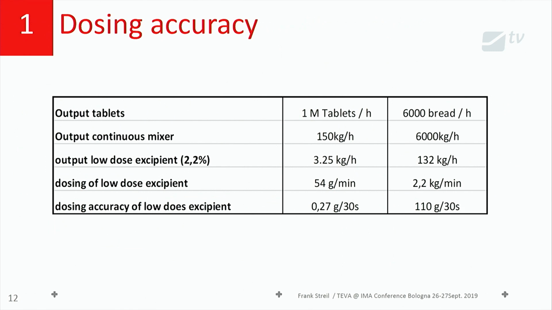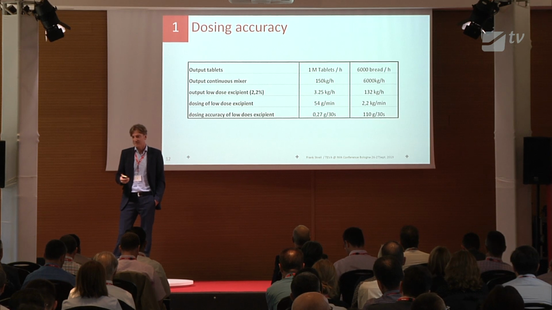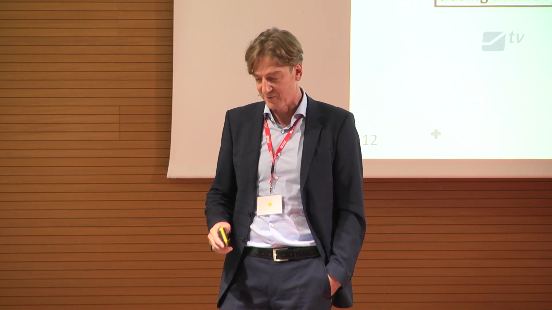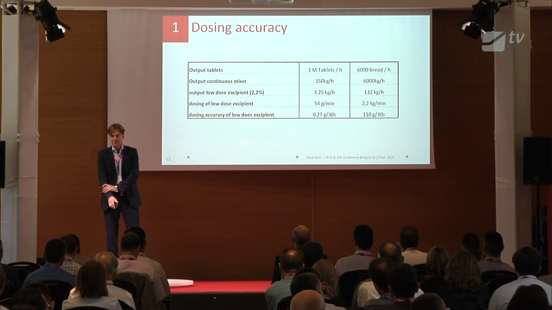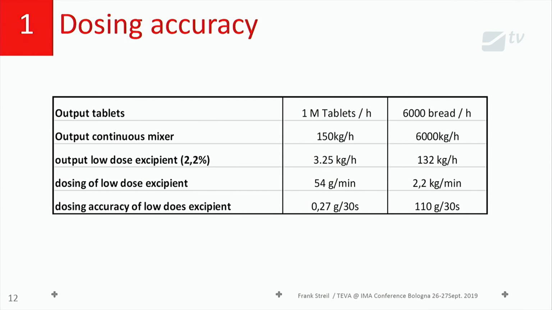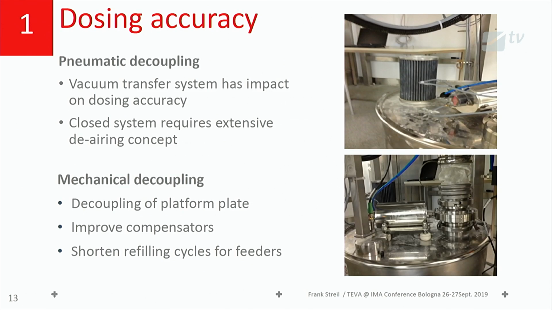So why is dosing accuracy a problem? Just in brief, because it's really important to understand, and it is one of the most critical aspects of the full continuous approach. If you have an output of around 1 million tablets, and this is the comparison to the bread again, you end up with a dosing accuracy for one of the low-dose components of roughly 0.3 grams per 30 seconds. And this needs to be resolved by a balance, and of course the balance has to be very sensitive. If you compare it to the bread, I think there is not a big issue for food manufacturing regarding dosing. So this is an additional hurdle that needs to be taken.